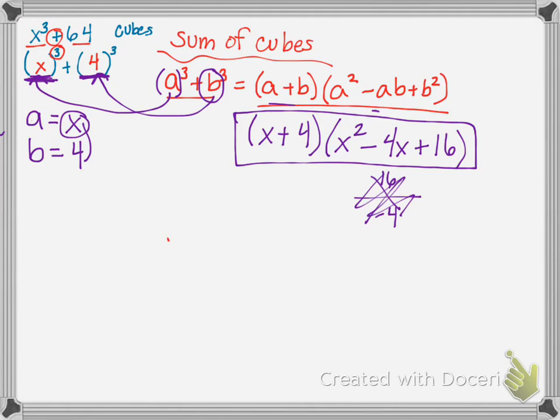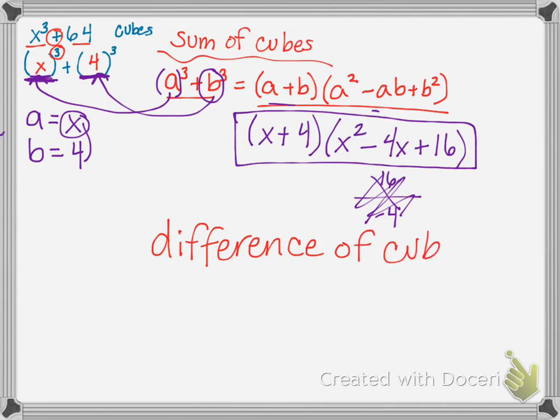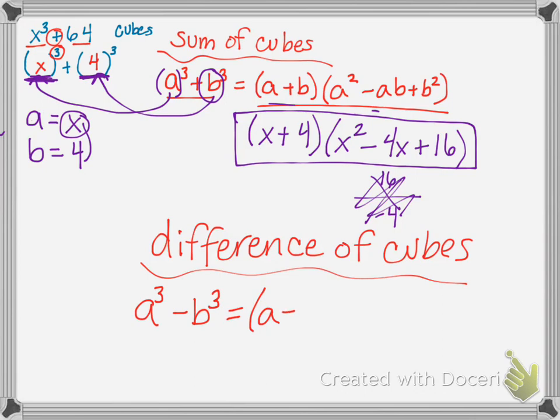There's one other called the difference of cubes as well. Now, it's almost identical. Difference of cubes says if you have a problem that is in this format, a cubed minus b cubed, this is how it factors. It factors into a minus b, and then a squared plus ab plus b squared.